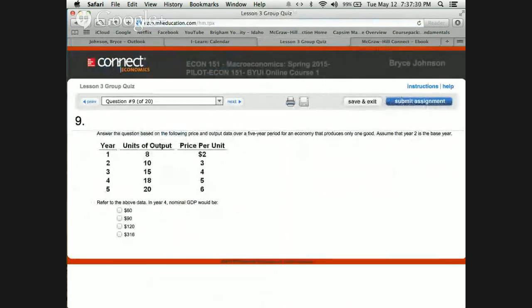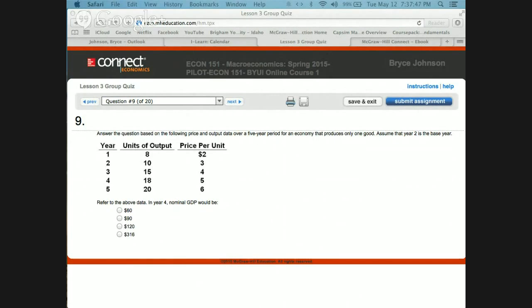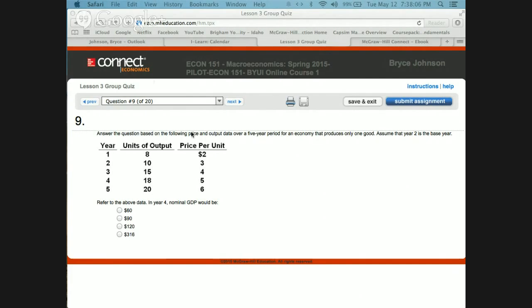Number 9 says, answer the question based on the following price and output data for a 5-year period for an economy that produces only one good. Assume that year 2 is the base year. For the above data, in year 4, the nominal GDP would be, and I chose the second option, $90. Yeah, same here, because nominal is going to be the units times the price. It's not going to use the price index.